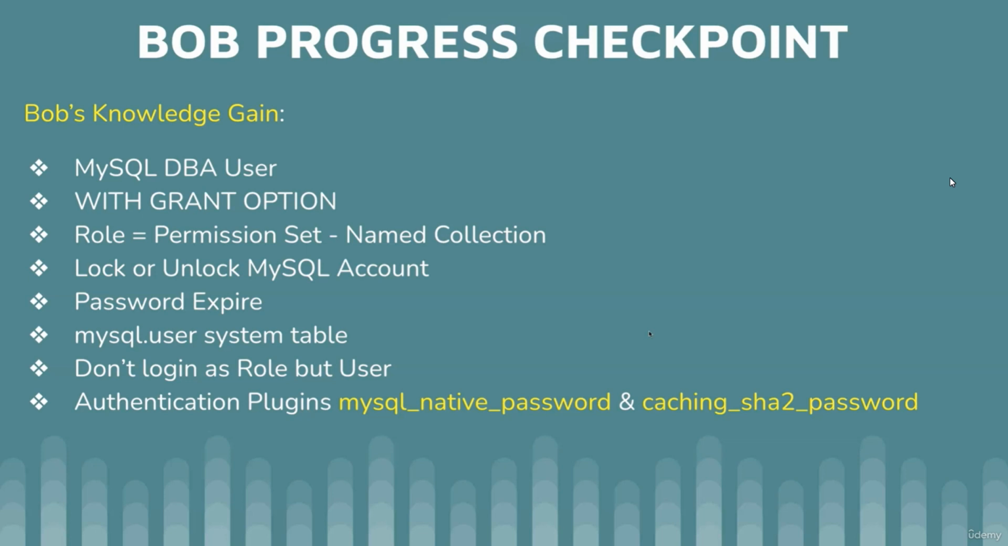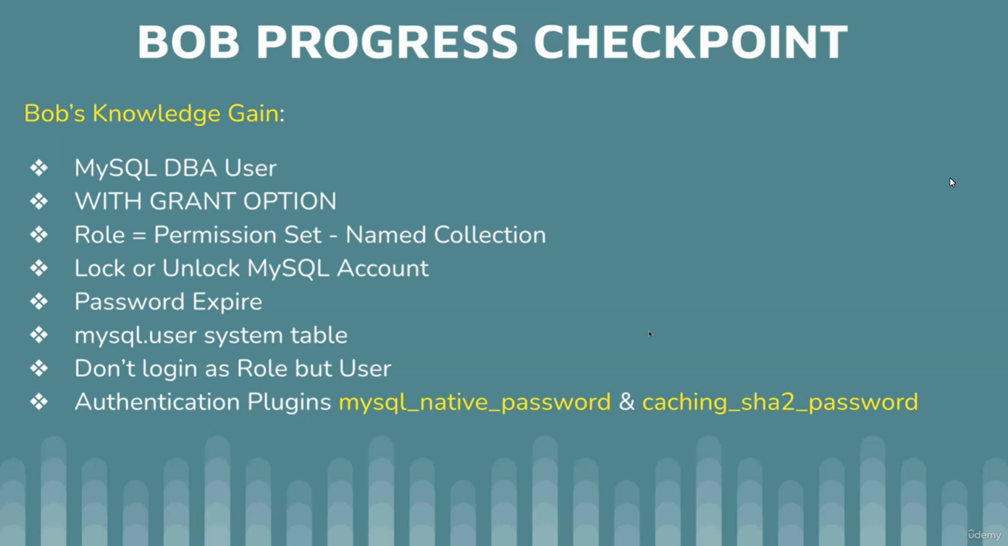He knows the difference between a role and a user. He knows that a role is actually just a permission set. We gather permissions and make them a set and call this set a role, or a named collection. Bob can lock and unlock any MySQL account. Bob can see if a user has an expired password, and can make a user's password expire when created with a temporary password, so the user can change their password the very first time they log in. Bob knows that all this user and role information is recorded in the mysql.user system table.